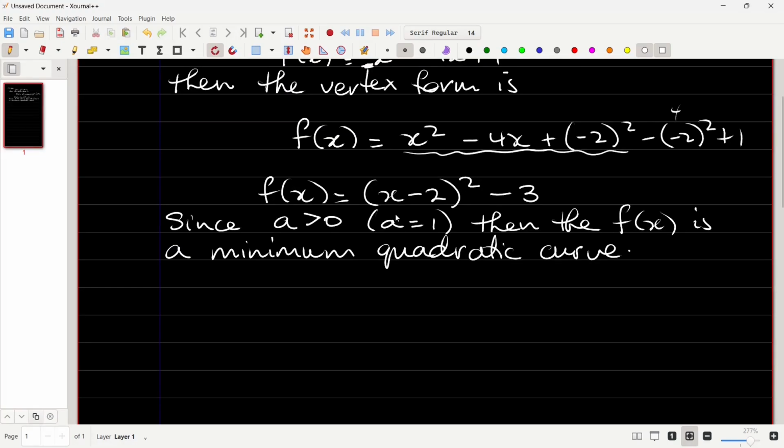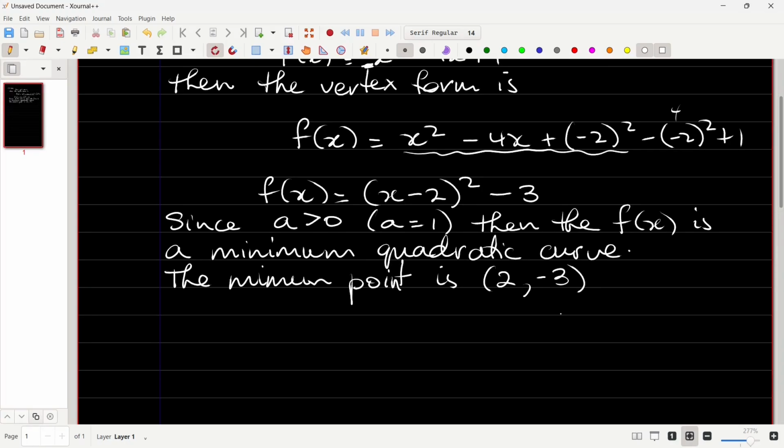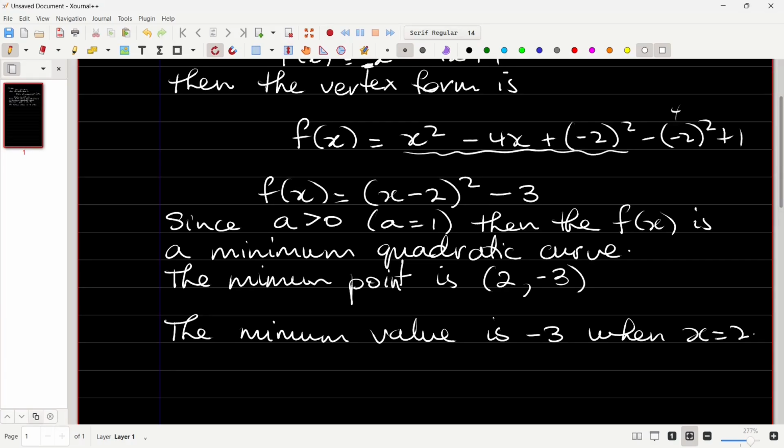Now we have to find that minimum value and the range. So the minimum point is, and it's negative h, so negative of negative 2, which is simply positive 2, and then k, which is negative 3. So the minimum point is 2, negative 3. The minimum value is negative 3 when x is equal to 2. Remember, we want the y value. When we say the minimum value, we're looking at the y value. So it's minus 3 when x is equal to 2.